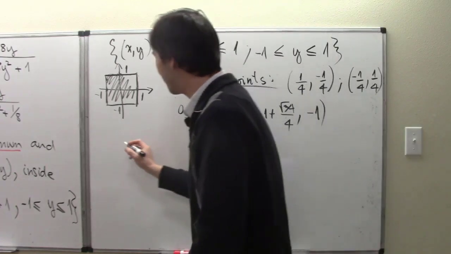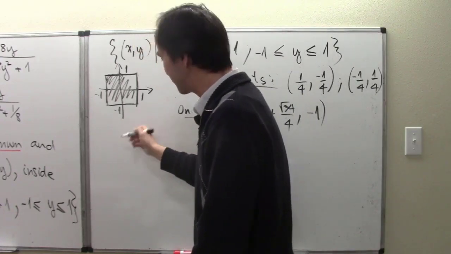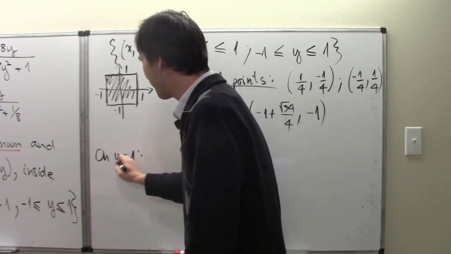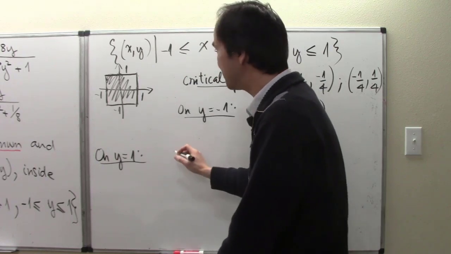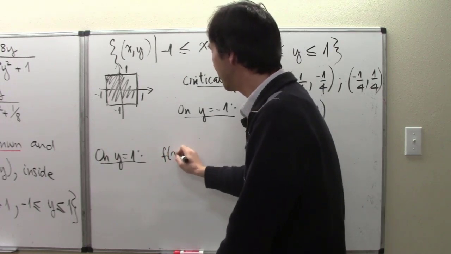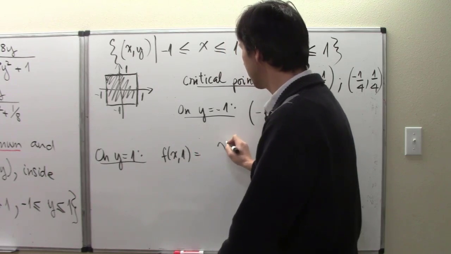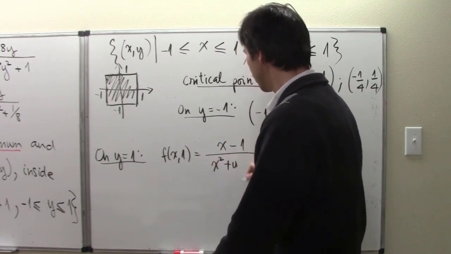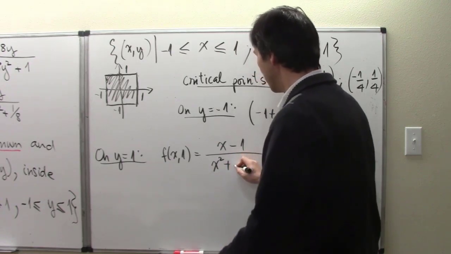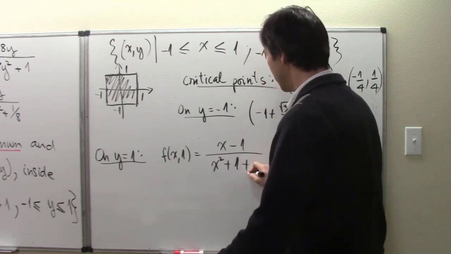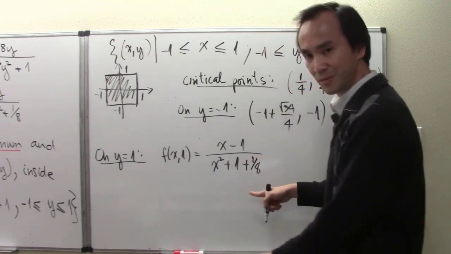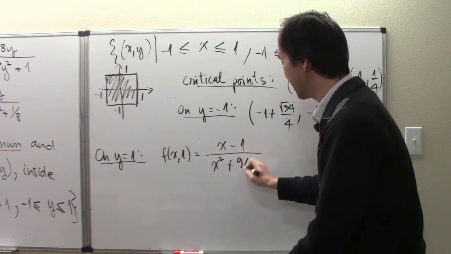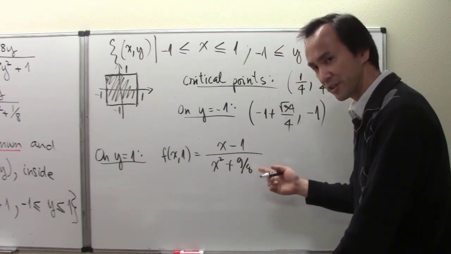So now I'm going to move over to, and eventually skip all the steps on, that path where y equals 1. The function becomes f of x comma 1. That becomes x minus 1 divided by x squared plus 1 plus 1/8, which all eventually becomes x squared plus 9/8. We got another function in terms of x.